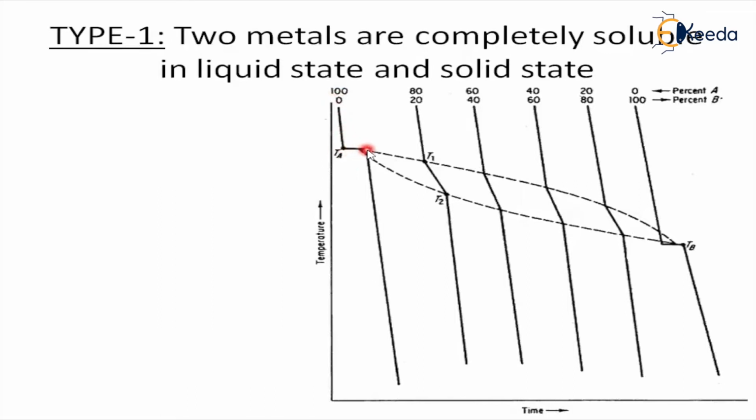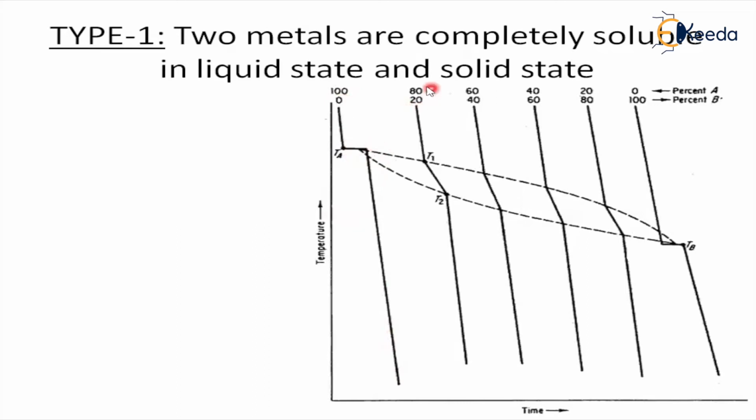You can observe a straight line at the freezing point. This is the solidification point here, and this is the solid state. This is the solidification starting point, this is the solidification ending point, and this is the end point here. This is for the pure metal.